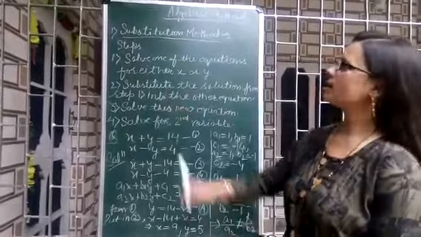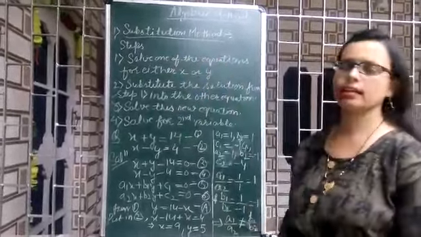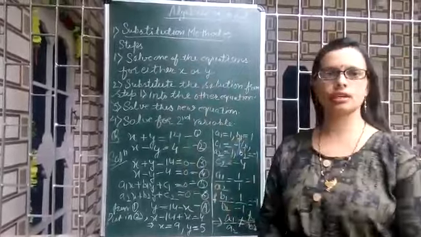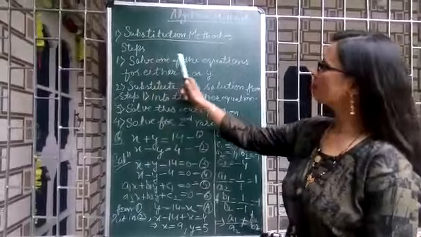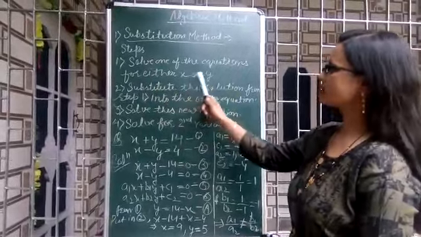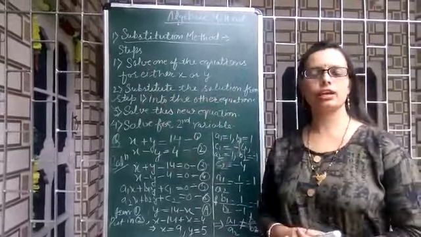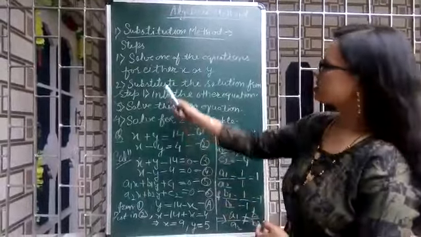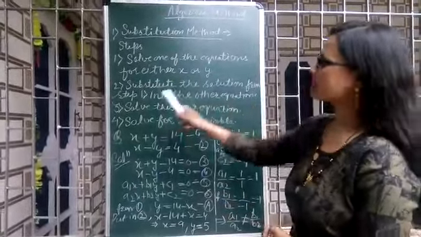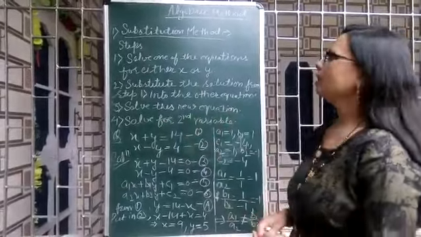Let's discuss the steps of the substitution method. There are 4 steps to solve the equation with the help of the substitution method. First, solve one of the equations for either x or y. Then substitute the solution from step 1 into the other equation.